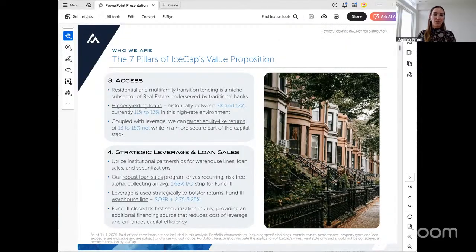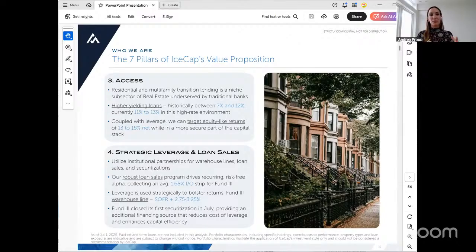Strategic leverage and loan sales are really a big differentiator. That's essentially how we delivered 15.4% net last year. We're on pace for 14 to 14.6% this year. And what allows us to really bring those returns up, a big part is our loan sales program. So we are oftentimes selling loans out of the portfolio. About 30% of the loans will likely get sold out of the portfolio.